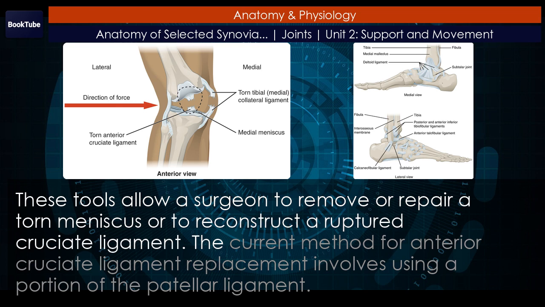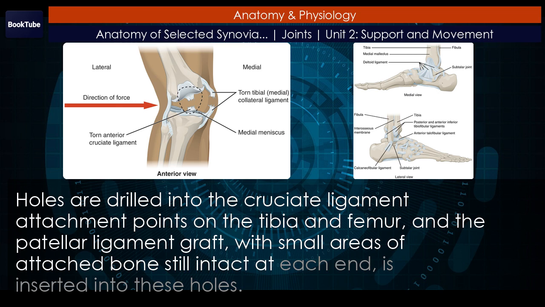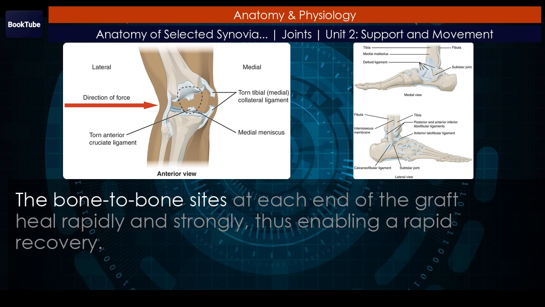The current method for anterior cruciate ligament replacement involves using a portion of the patellar ligament. Holes are drilled into the cruciate ligament attachment points on the tibia and femur, and the patellar ligament graft, with small areas of attached bone still intact at each end, is inserted into these holes. The bone-to-bone sites at each end of the graft heal rapidly and strongly, thus enabling a rapid recovery.